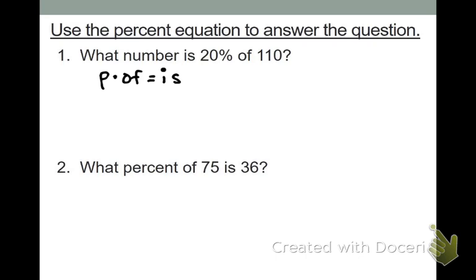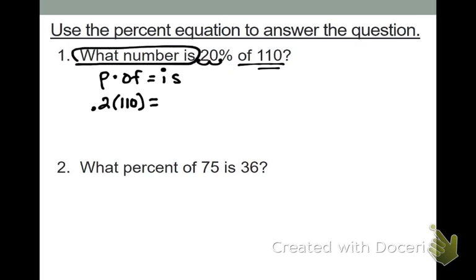Okay, so here's what you have. The decimal point is right there, 1, 2, and now it is 0.2 when it's changed to a decimal. Do I know what the of is? Yes, of 110. So I'm going to be multiplying times 110. Do I know what the is is? No, you don't. Look right here. It says what number is. That means I don't know it, so I'm just going to put an X.